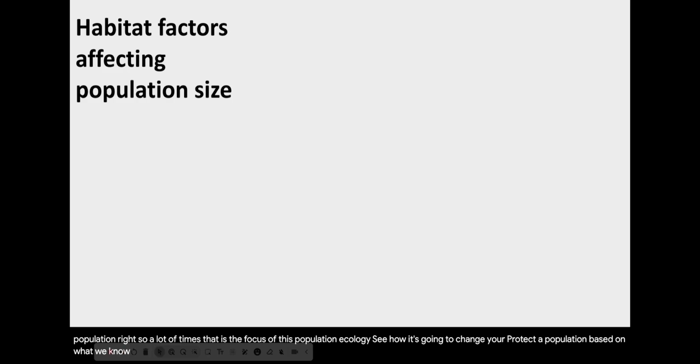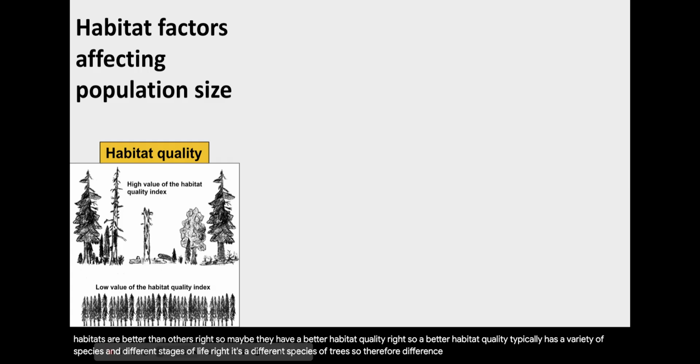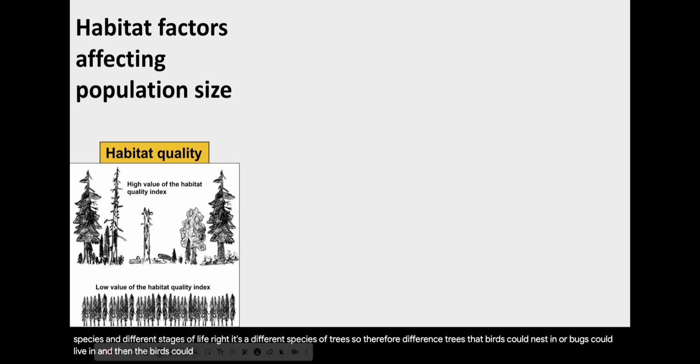All right, so not only is it how population dynamics works, so density and demography, but population ecologists would also want to look at their habitat, because habitat can affect population size. Some habitats are better than others. Maybe they have a better habitat quality. A better habitat quality typically has a variety of species and different stages of life. So different species of trees, so therefore different trees that birds could nest in or bugs could live in, and then the birds could eat those bugs.